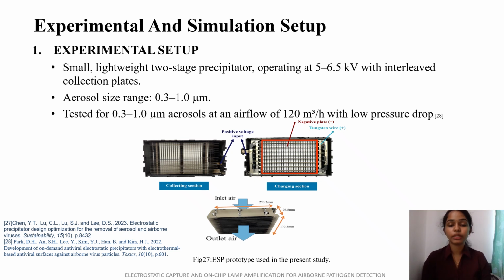Next, we'll go through the experimental and simulation setup of electrostatic capture technology. So, a small lightweight two-stage precipitator operating at 5 to 6.5 kilovolts with interleaved collection plates. The aerosol size range is from 0.3 to 1 micrometer. This experimental analysis is tested for 0.3 to 1 micrometer aerosols at an airflow of 120 meter cube per hour with a low pressure drop. This diagram illustrates the ESP prototype which was used for the experimental setup.